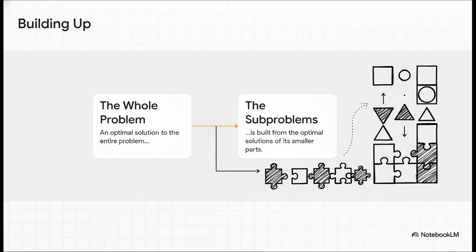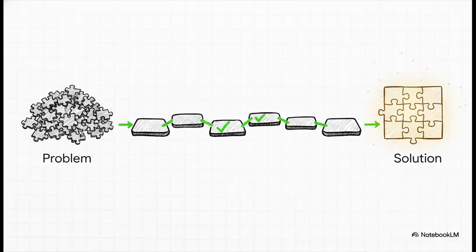To find the absolute best way to format the entire thing, you first have to know the best way to format the paragraph without its last line. The perfect overall solution is built on top of the perfect solutions for all the smaller chunks that came before it. It's kind of a comforting thought, isn't it? The idea that you can solve some huge, overwhelming problem by just focusing on making the wisest possible choice for each small part along the way.